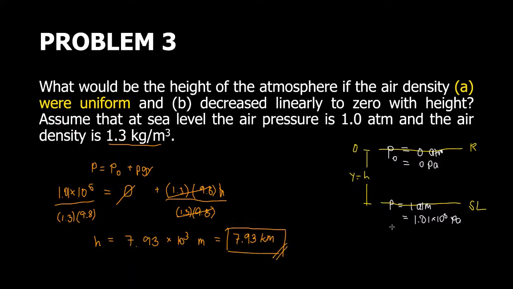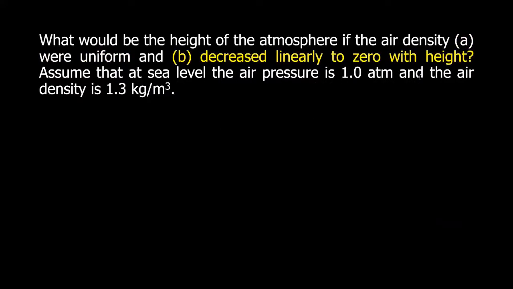Observe first how that happened. Okay. Next, what if it decreases linearly to 0 with height? So again, we should have a schematic to make it exciting. This is at sea level. This is the roof of the atmosphere. And measure H. This is y equals H. The pressure at the top is 0 atm, and the pressure at the bottom is 1 atm or 1.01 times 10 raised to 5 pascals.